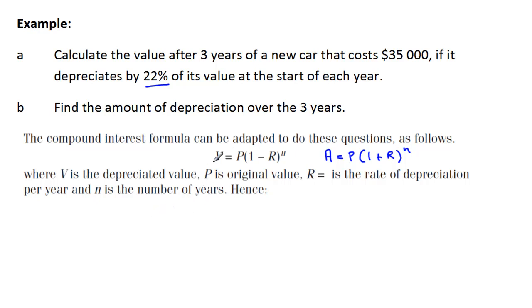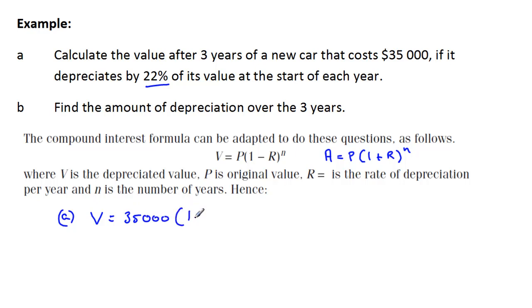V is the depreciated value. P is the original price that you paid, in this case $35,000. R is the rate of depreciation, not the interest rate. And n is the time period, the number of years. So let's see how this works. For part A, the question is, calculate its value after 3 years. So its value after 3 years is going to be what it started with, $35,000.